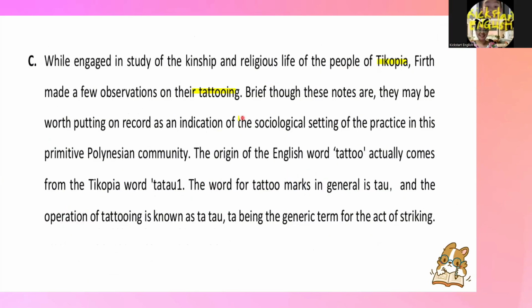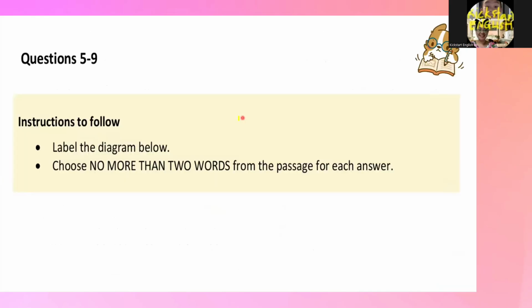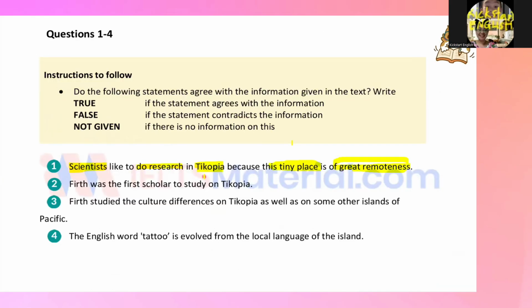Okay, so let's go back to the question. Scientists like to do research in Tikopia because this tiny place is of great remoteness. So is it true, false, or not given? Since we found two keywords, scientists, which are the scholars, research, Tikopia, our answer, therefore, is true. Perfect. Now let's go to the next question, which is: Firth was the first scholar to study on Tikopia.